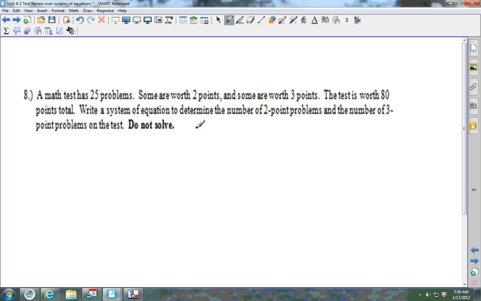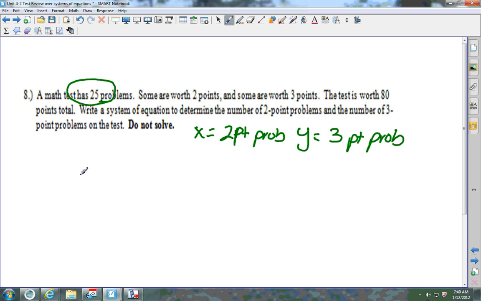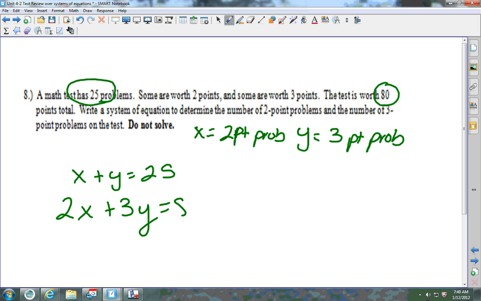Because I need to define my variables, I'm going to use x equals and y equals. X is going to be my 2-point problems. Y is going to be my 3-point problems. Now, the first equation is going to say that we have 25 total problems. So I have x plus y, and that equals 25. Now, find out what the value is, because it says the test is worth 80 points. So I'm going to take 2 points times the number of 2-point problems, plus 3 points times the number of 3-point problems, and that equals 80.